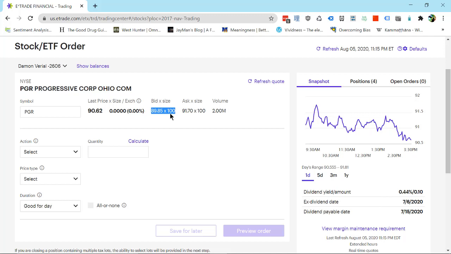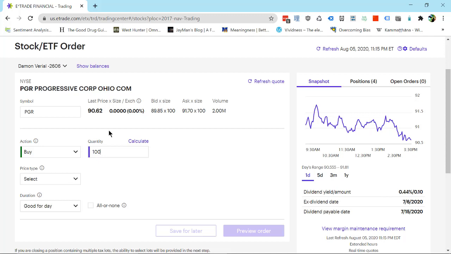Now, you see the size here, 100. You don't have to go with that size. Maybe you don't want to buy 100 shares. Well, then put in whatever quantity you want. But for this example, just in general, you want to go with 100, buy. It's just an example. But whatever quantity you want, select buy. There you go. But you're not done yet.